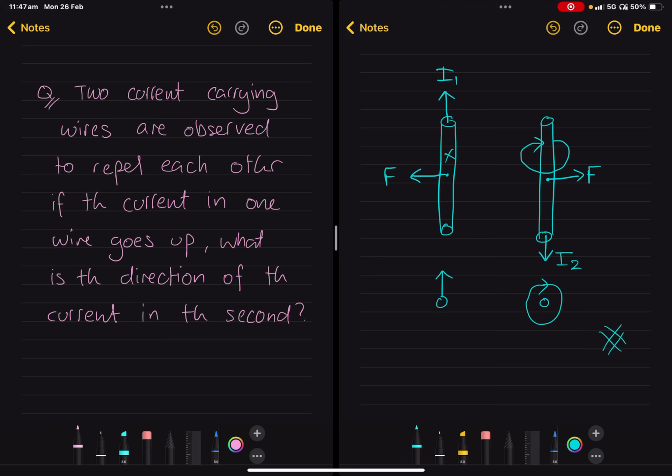You could do it shorthand by having memorized the orientations. For this, it's pretty easy to memorize them. If they're the same, they attract. If they're opposite, they repel. But you can also think about it using right hand rules.